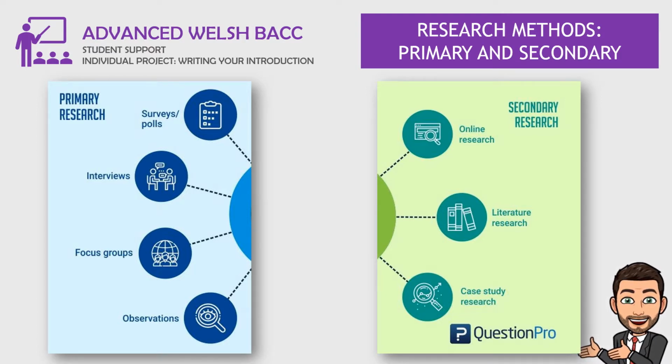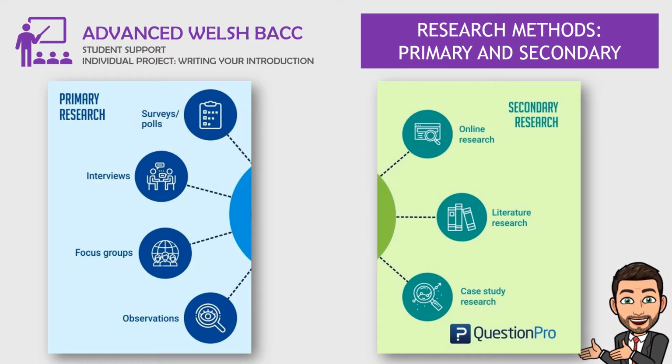So as a basic explanation, your question could be, how many red cars are passing my house today? And you stand outside your house with a clipboard and a pen, and you make a note of all of the red cars that go past between a certain time, and that would be classed as primary research. So observations are a form of primary research.